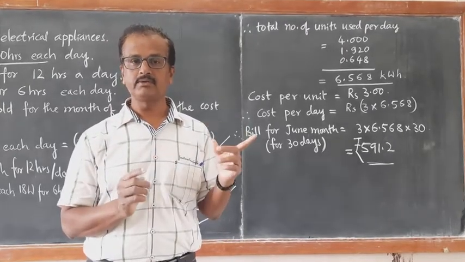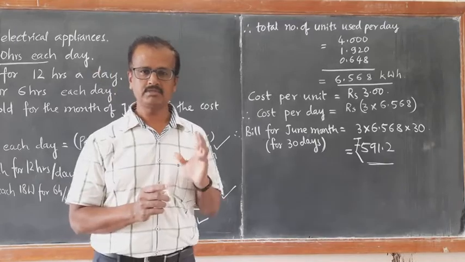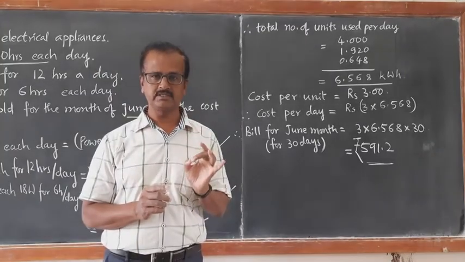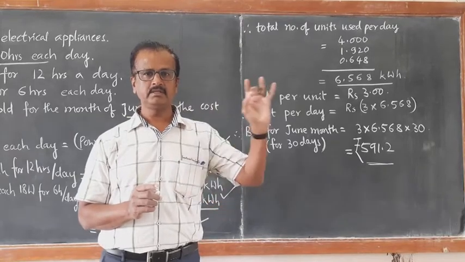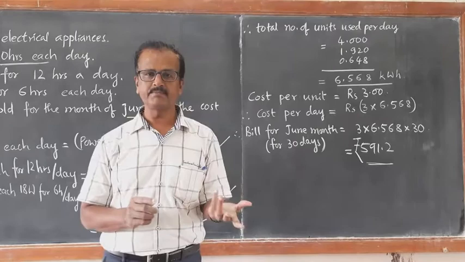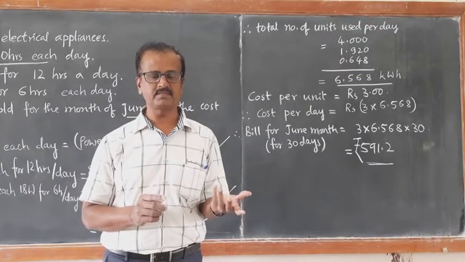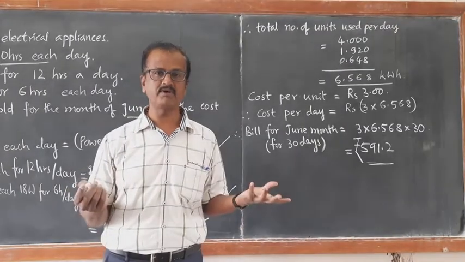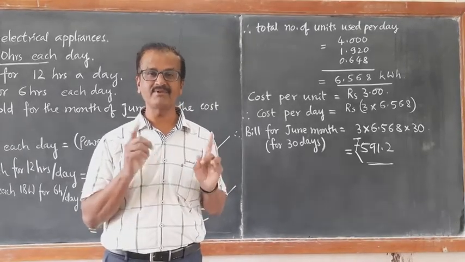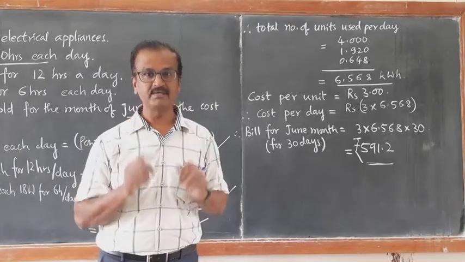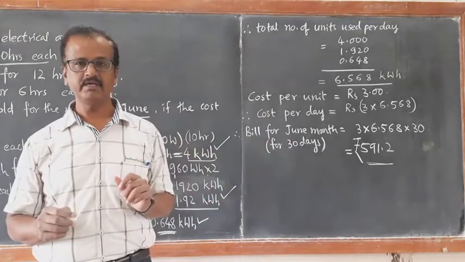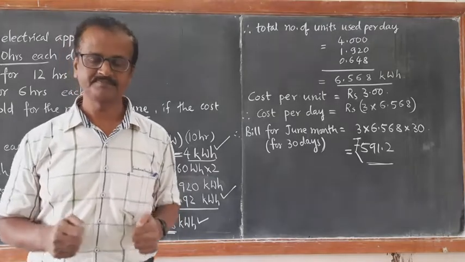So convert them into kilowatt hours, because kilowatt hour is the commercial unit of electric energy. Per kilowatt hour the rate is fixed. In this problem, it is 3 rupees, maybe 3 rupees 50 paise, maybe 4 rupees, or maybe 4.5 rupees. Accordingly, you have to calculate, and you must remember the number of days of that particular month. Then only you get the correct figure. Okay, now let us solve one more problem.